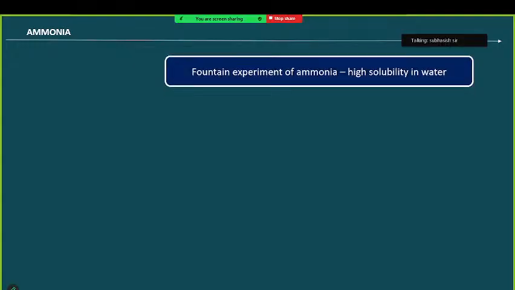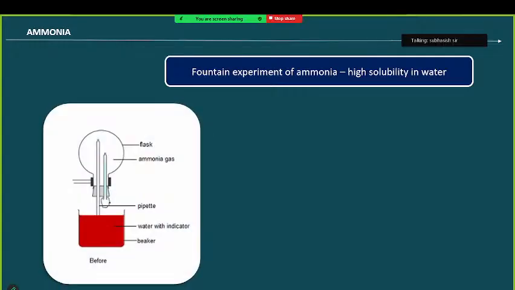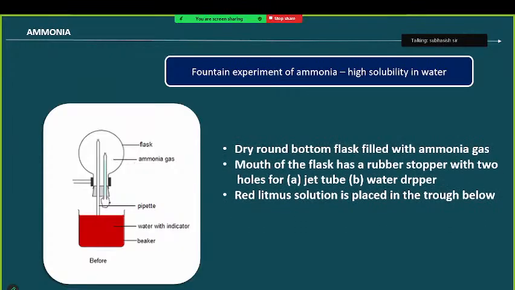Now the fountain experiment is exactly similar to what we have already discussed in the case of HCl. The difference is that the upper round bottom flask will be filled with ammonia gas, and the lower part is filled with red litmus. In the HCl experiment, we use HCl gas in the round bottom flask, and the lower part should contain blue litmus paper. But here just the reverse should be taken and filled with ammonia gas, with the mouth of the rubber stopper and jet tube, an exactly similar arrangement.